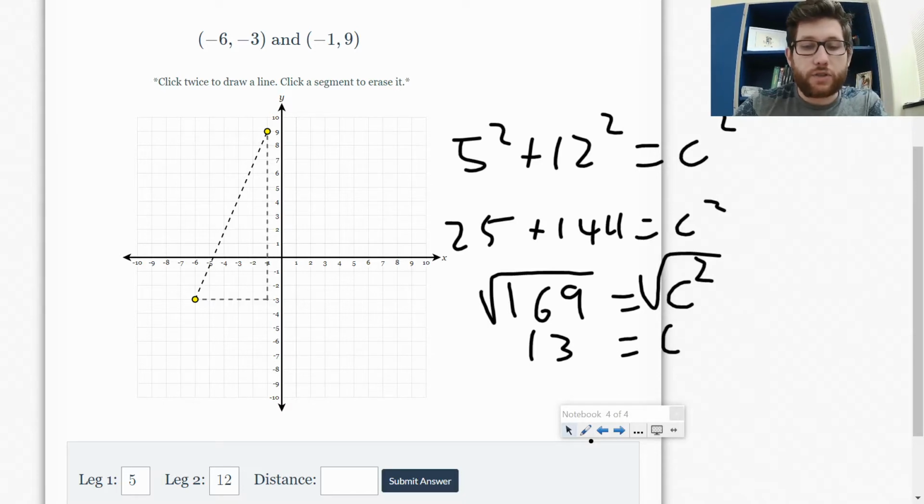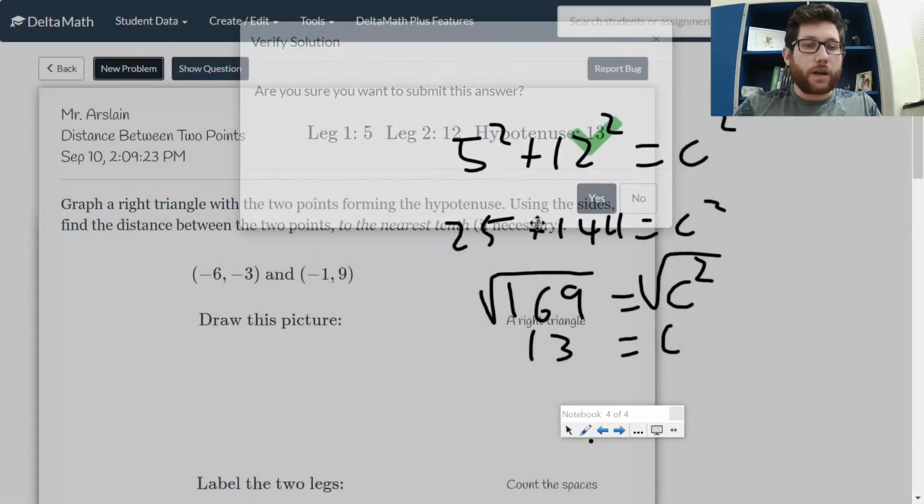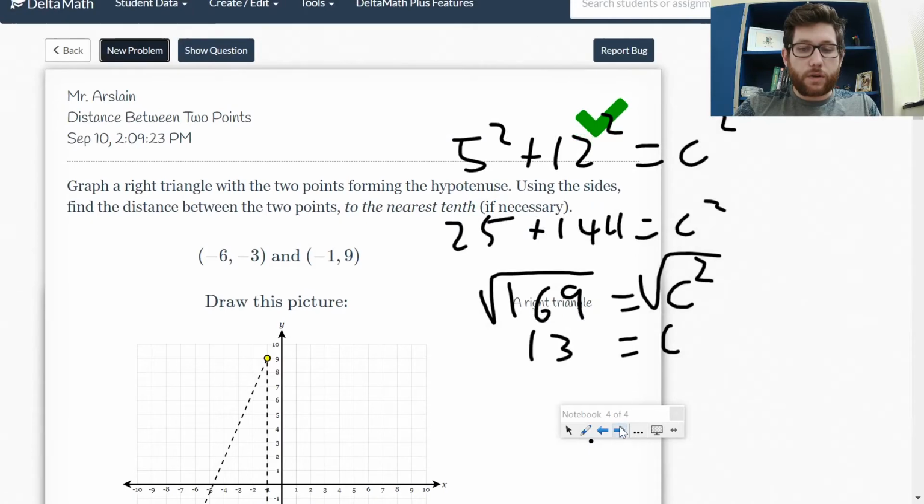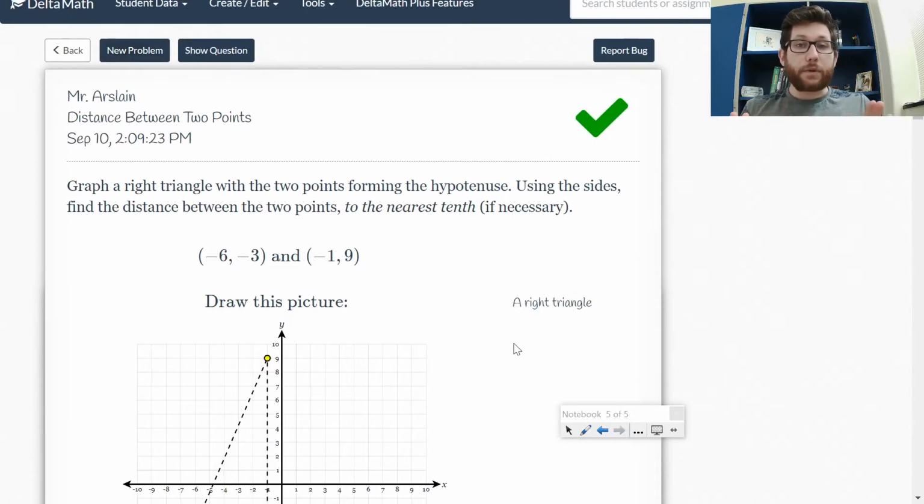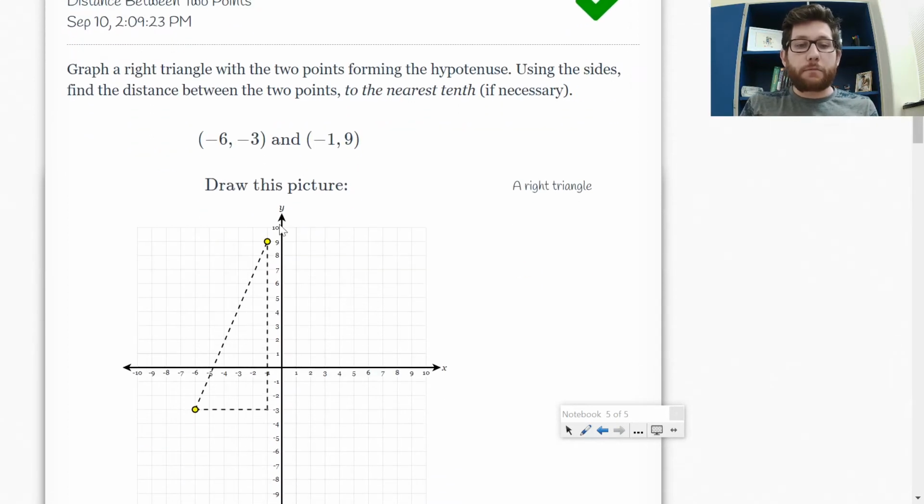So we're going to treat these just like they are right triangles. We set them up as right triangles, do a squared, b squared, c squared. And we check our answer, and it looks good. So that's how we're going to do distance for today. We're going to find the distance between 2 points by plotting it on a graph, which it's already plotted for us, drawing our triangle, doing a squared, b squared, c squared.